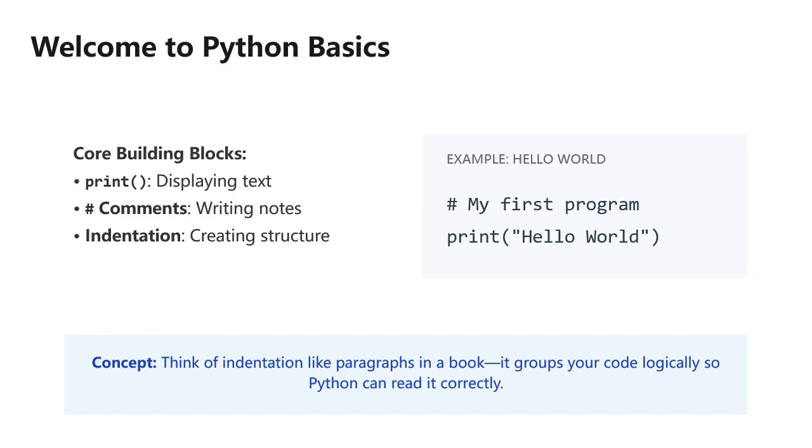Finally, we have indentation. Think of it like paragraphs in a book. In many languages, spaces are just for style. But in Python, it's the secret sauce that tells the computer which lines of code belong together in a group. It keeps everything neat and organized, just the way we like it.